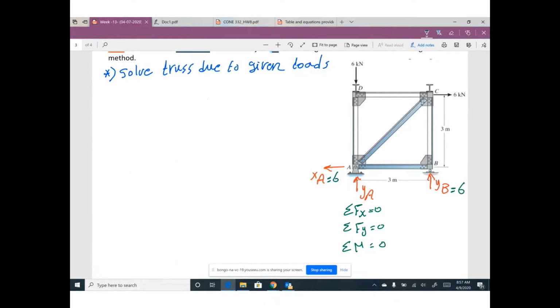If you apply summation F of Y equals 0, it's okay. YA will be 0. 0 is a number. I know you hate 0, but 0 is a number. It's okay. Your reaction will be 0.